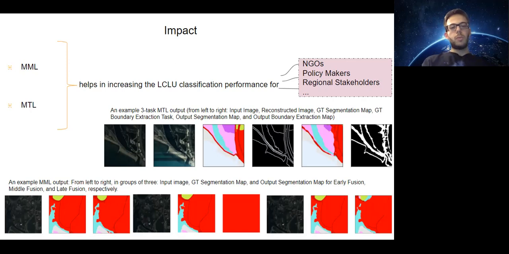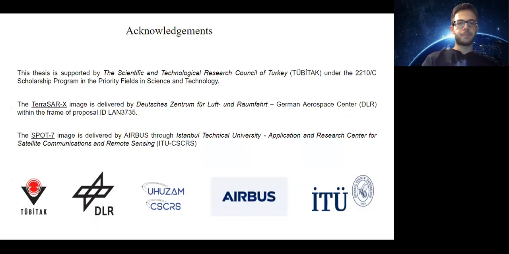These results could be beneficial in numerous disciplines for numerous real-life scenarios such as urban planning, risk and crisis management, and environmental policies. As a result, we believe that conclusions made in this thesis provide regional and global stakeholders, NGOs, policy and decision makers with more informative segmentation maps.